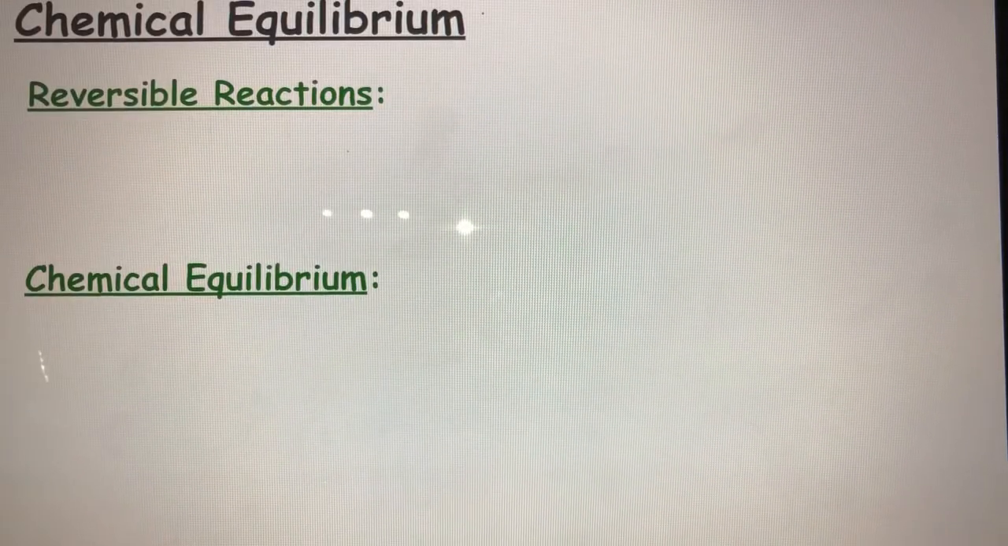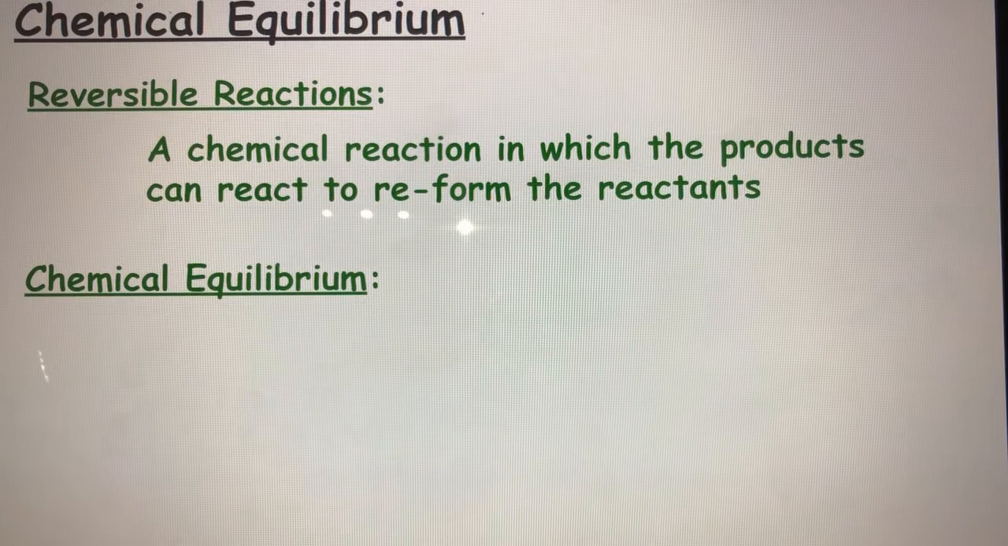All right, so what is a reversible reaction? A reversible reaction is a chemical reaction in which the products can react to reform the reactants.